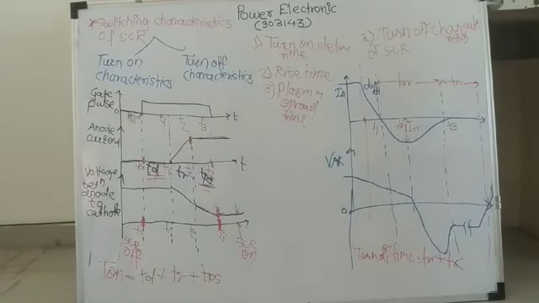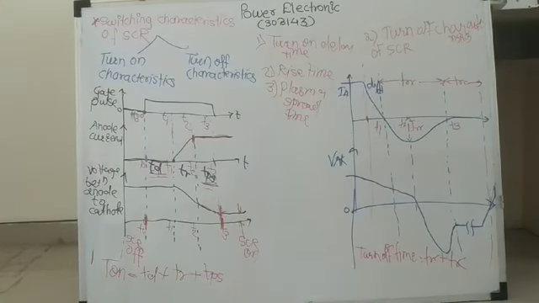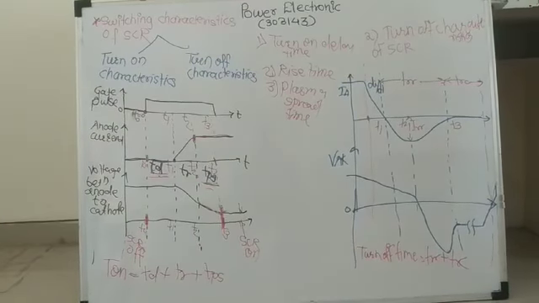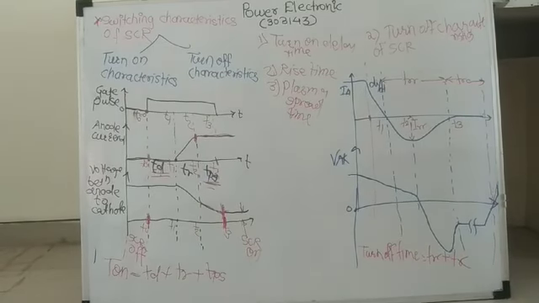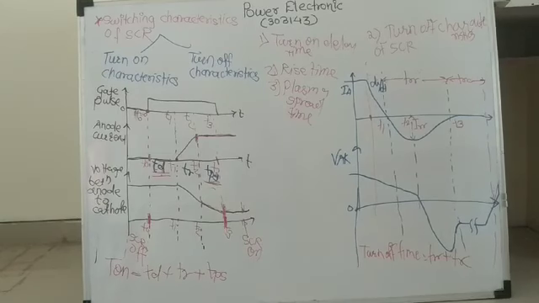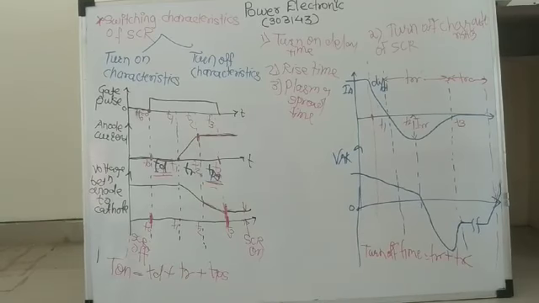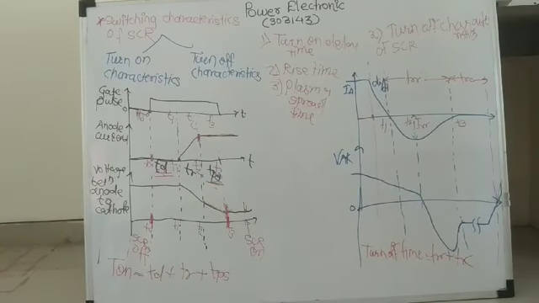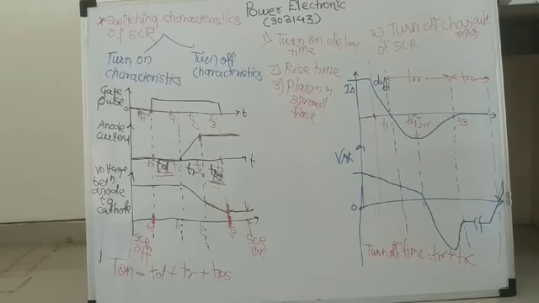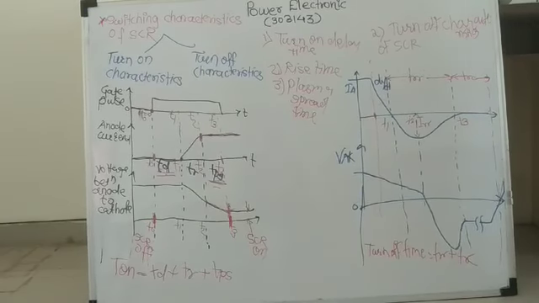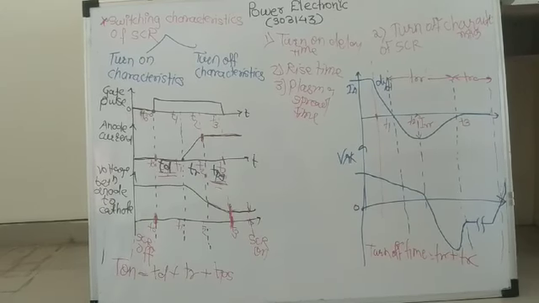Now see, the turn off time of SCR is totally dependent on the current flow through the SCR. Then the second one is the rate of decreasing current, that is di by dt. The third one is its junction temperature, because in SCR there are 3 junctions present, J1, J2 and J3, so how much temperature the junction has matters. Then the next one is the magnitude of reverse voltage.